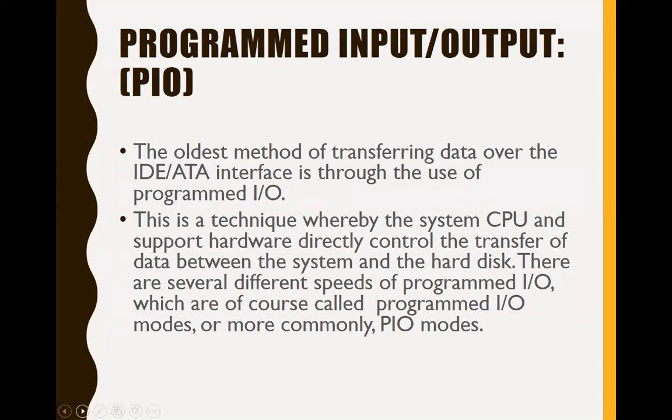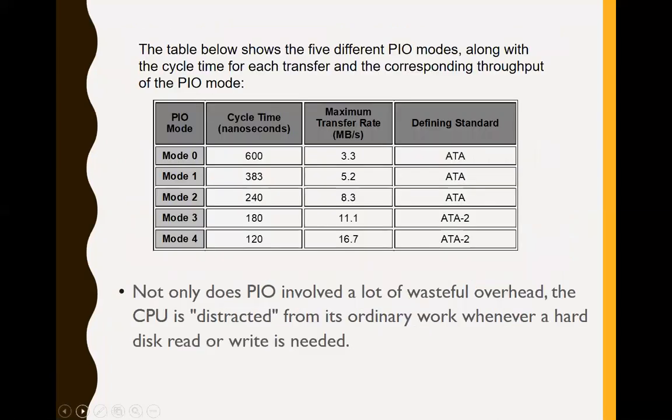Programmed input and output, PIO. The oldest method of transferring data over the ATA interface is through the use of programmed input and output. This is a technique where the system CPU and support hardware directly control the transfer of data between the system and the hard disk. There are several different speeds of programmed input and output, which are of course called programmed input and output modes, or more commonly PIO modes.